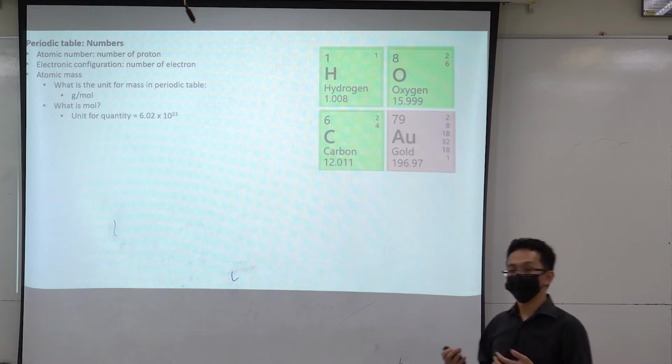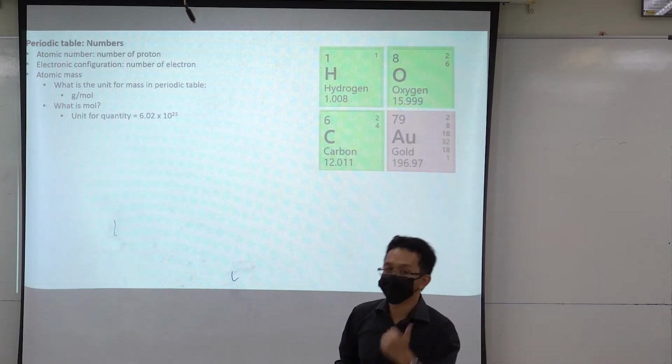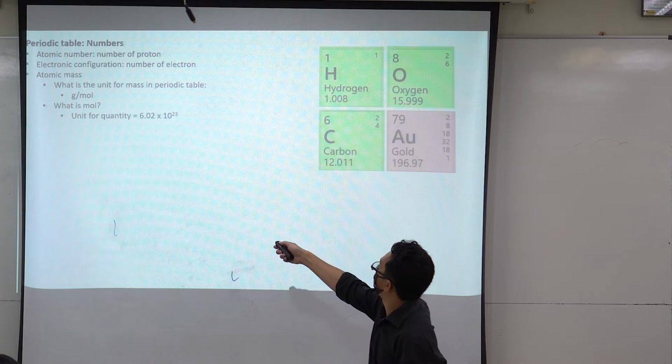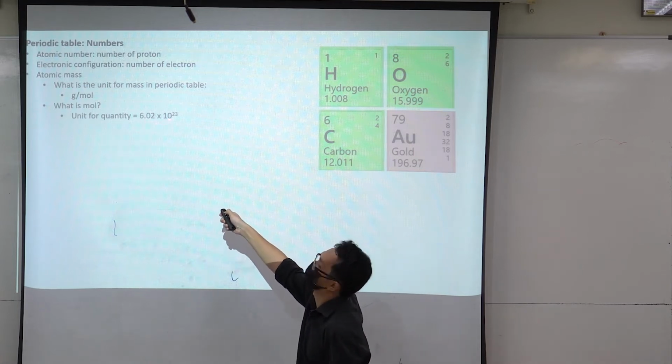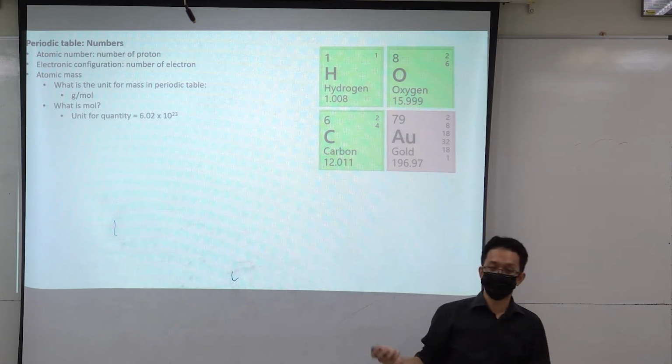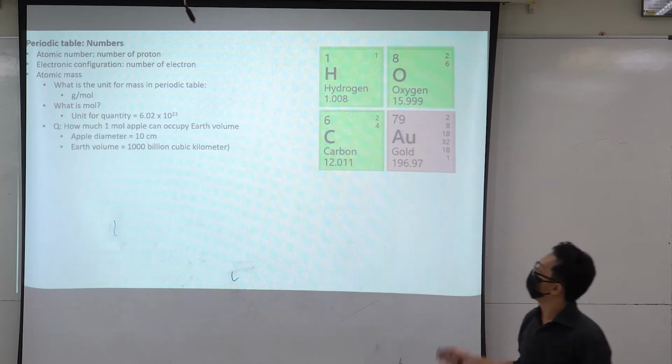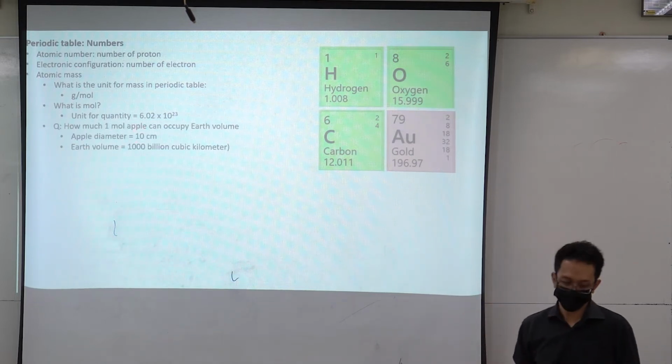So 1 dozen of apple is 12 apples. 1 mole of apple is this much of apple, 6.02 and so on. So that's a lot of apples. So the question now: how much can 1 mole of apple occupy? For example, this calculation.